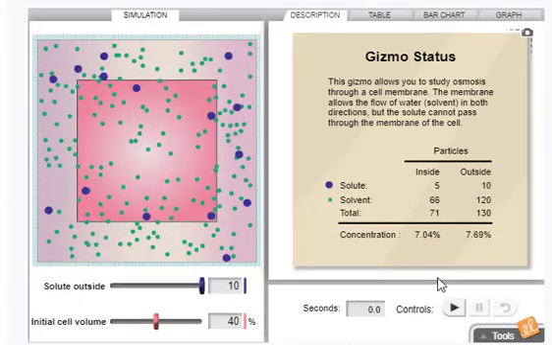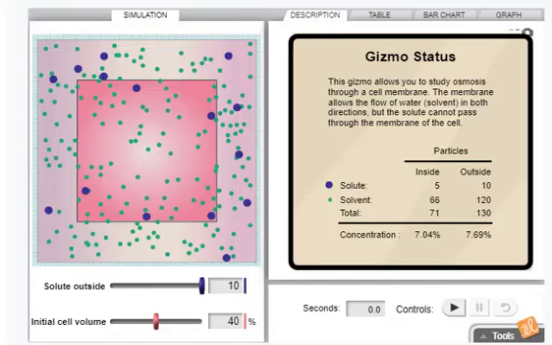So now we get to do a little bit of math, but it's going to totally be okay. We're going to hit that reset button again. We're going to set the solute outside to 10, and we're going to check that the initial volume is 40. So how many solute particles are found inside the cell? So I'm going to look over here, and I'm going to look at how many solutes are inside the cell, and I have a number of 5. And how many solute particles are found outside the cell? So I'm going to look over here for that number.